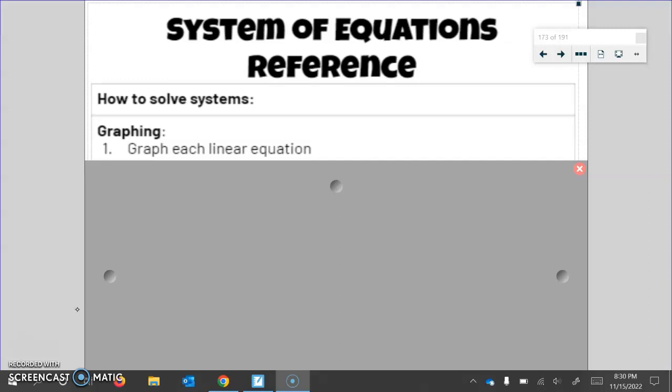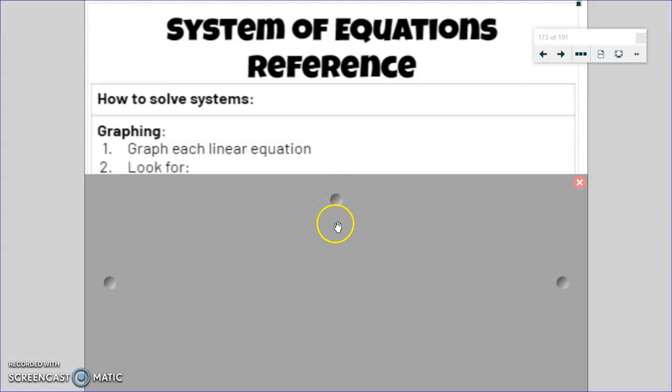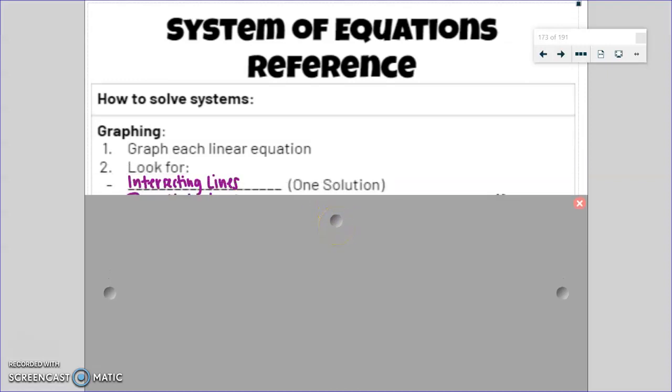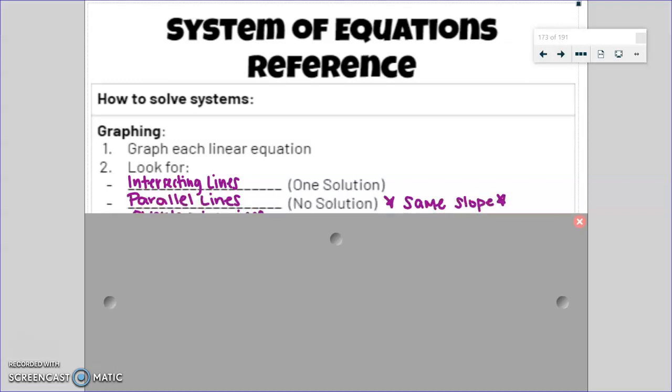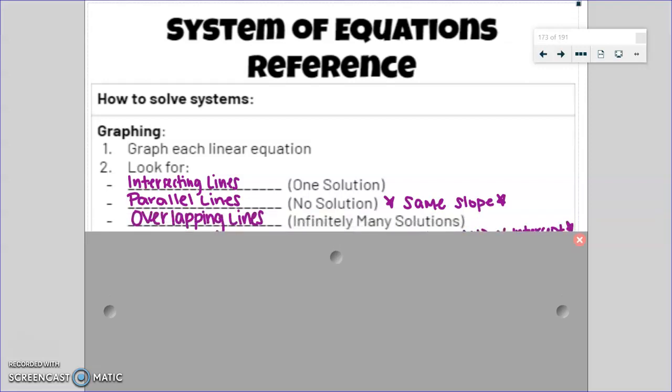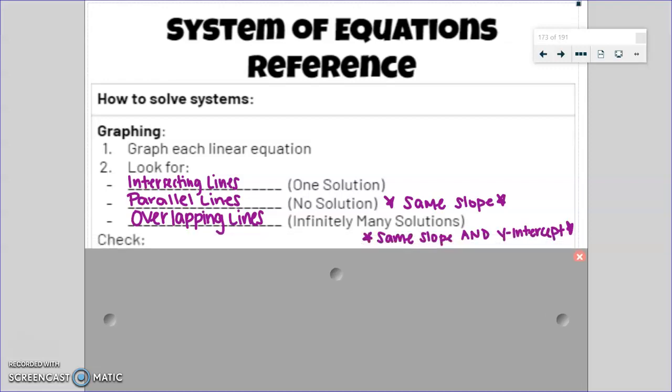And what we're looking for is how to solve these systems or find a solution of them, which can happen in three different ways. So first we have to graph each of these linear equations and look for one of the three things. We can look for intersecting lines, which means that our system has one solution. Parallel lines, which means we have no solution. And a way to know that we'll have parallel lines is by looking at the equation and it having the same slope. And our last one is overlapping lines, which is our infinitely many solutions. And by looking at our equations, they would have the same slope and the same y-intercept.